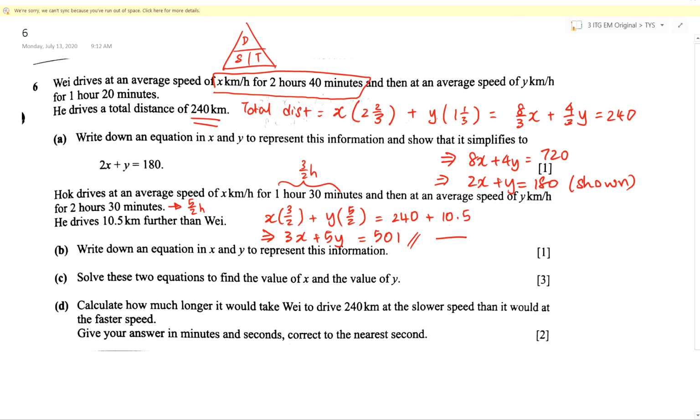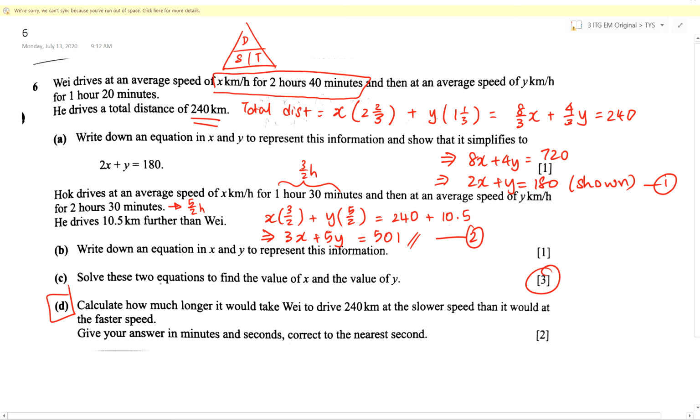So here we have two equations, equation number 2 and equation number 1. Solving them simultaneously is not a problem. I will not go through this. So now we're moving on to part D. How much longer will Wei take to drive 240 kilometers at the slower speed than it would at the faster speed? So we need to know what the x and y values are.